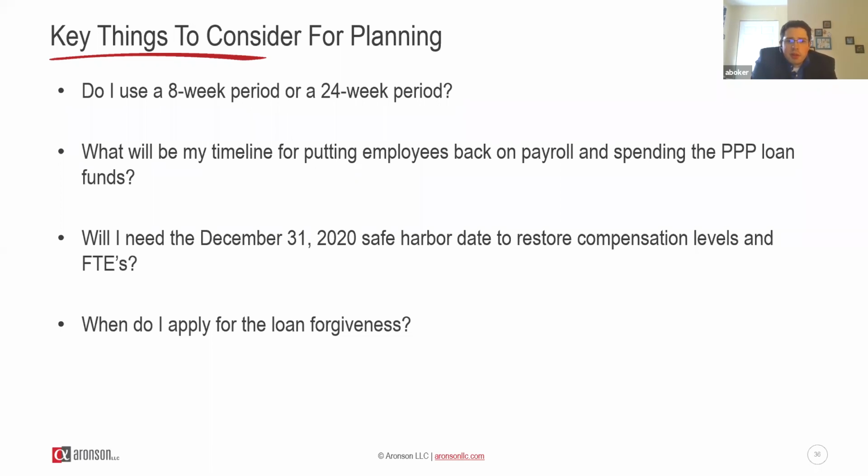Another question you've got to think through: what will be my timeline for putting employees back on payroll and spending the PPP funds? I'll tell you, do not wait till the last minute. You've got to really think about a timeline. So if you have people that are laid off or furloughed right now, when are you going to bring them back to make the mechanics work? Or if you need to cut them, as I mentioned with my previous example, what's the appropriate timing for doing that? And will I need that December 31st, 2020 safe harbor date to restore my compensation levels and FTEs?